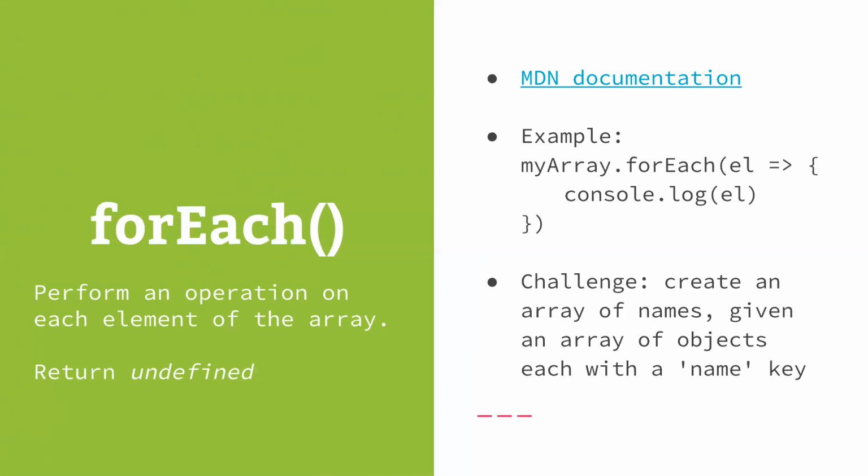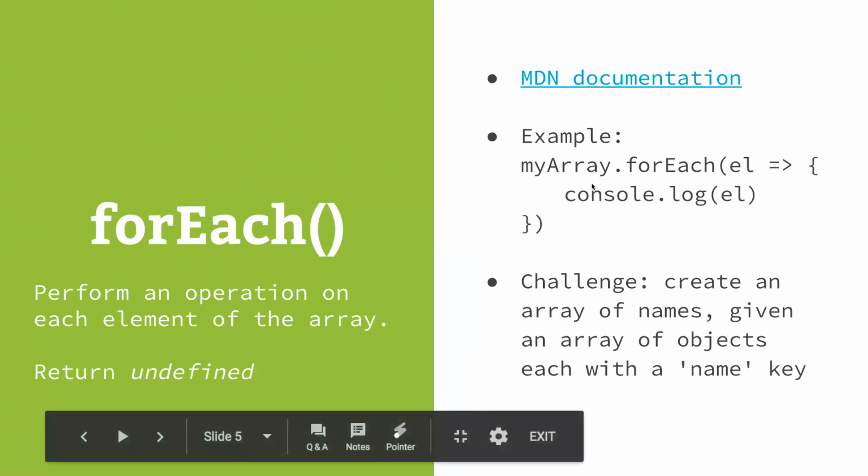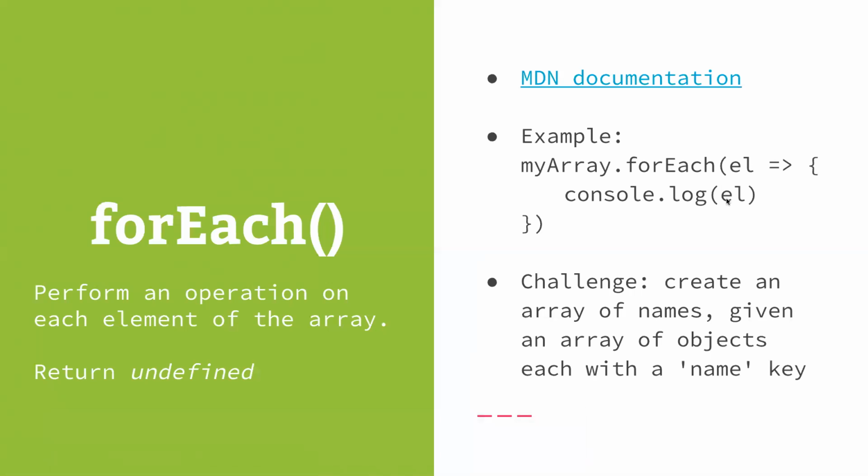All right, so we have an array.forEach. The argument, like I said before, is a function. I'm using arrow notation here. And it's just going to console log whatever the element is.